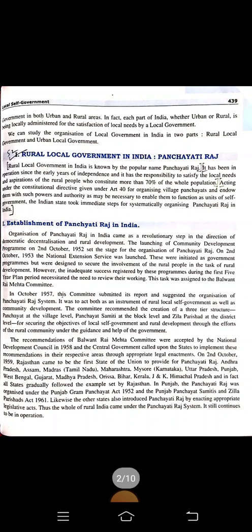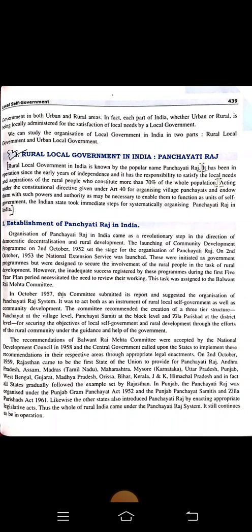So the rural local government in India is known by the popular name Panchayati Raj. It has been the operating system since the early years of independence, and it has the responsibility to satisfy the local needs and aspirations of the rural people, who constitute more than 70% of the whole population.